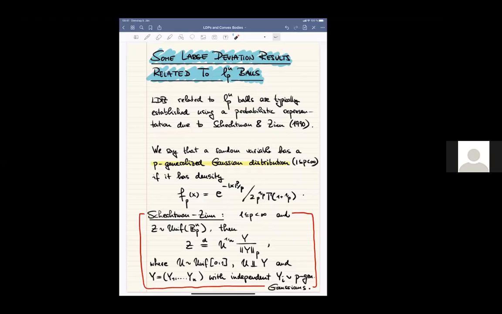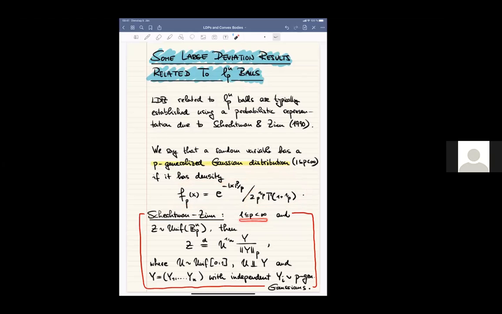So we say that a random variable is p-generalized Gaussian, or has a p-generalized Gaussian distribution, or is p-Gaussian, let's say, if it has a density of this form here. So f_p of x is equal to e to the minus |x|^p over p, and then you get some normalizing constant. It's not important.